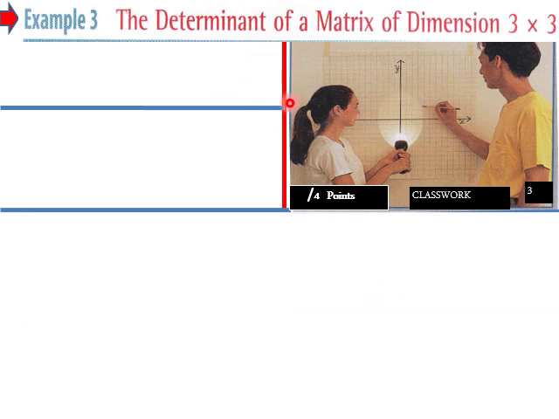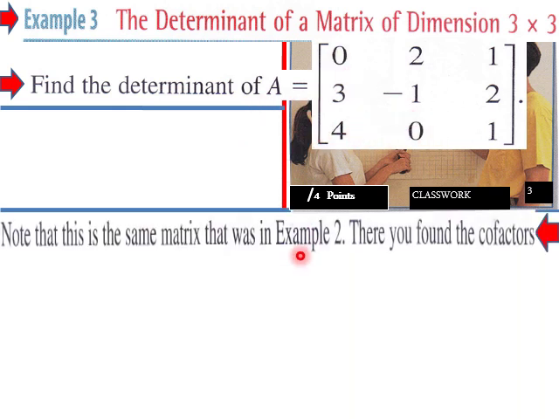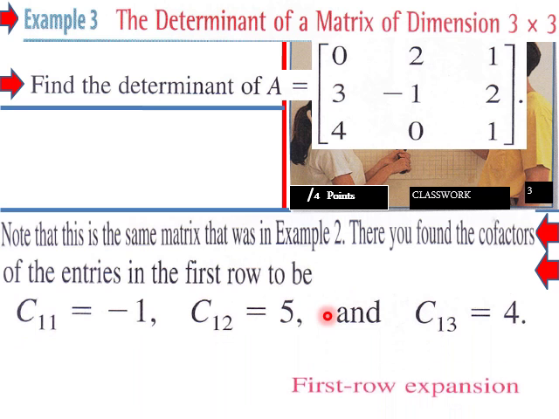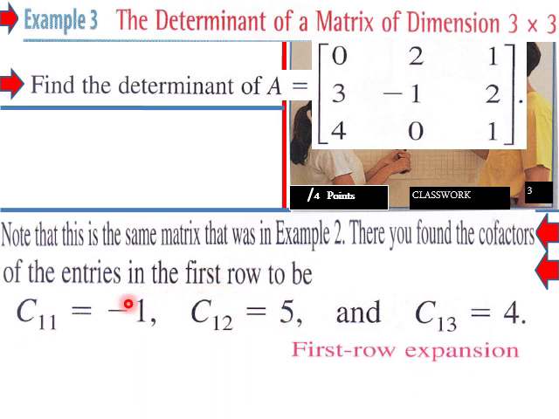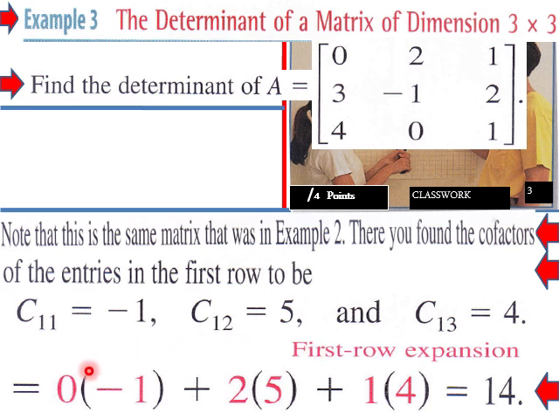So the determinant of a matrix of dimension 3 by 3. So find the determinant of this 3 by 3 here. Note that this is the same matrix that was in example 2. There you found the cofactors of the entries in the first row to be negative 1, 5, and 4 for the first row up here, first row expansion. So now 0 times negative 1 plus 2 times 5 plus 1 times 4 will equal 14.